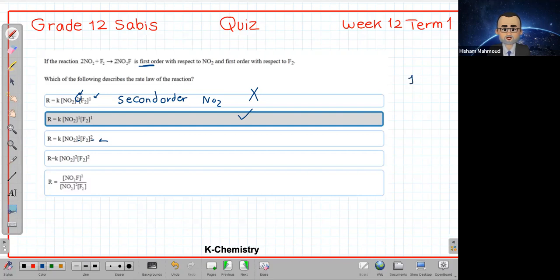We will understand the meaning of these numbers 1 and 2 when we talk about the order again, experimentally, and how we found it out. Then this is wrong also. It will be right if he said it is second order with respect to NO2 and second order with respect to F2. Just bear with me a little bit and stay with me. You will understand the meaning of first order and second order in the next questions. What is this? This is totally wrong, fabricated. This is not correct.